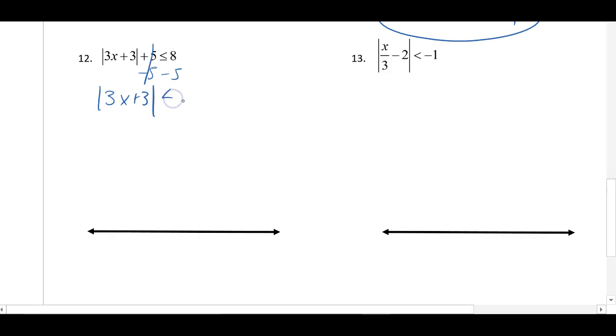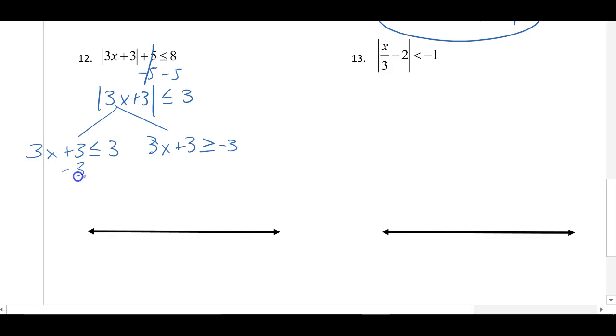And that is less than or equal to 8 minus 5, which is 3. And now, since we got those bars by themselves, we can split it into two equations. And remember, the one on the left will stay the same. So 3x plus 3 less than or equal to 3. And then over here, whatever's inside the bar still stays the same. But then the number on the right and the sign will change. So instead of less than, it's greater than or equal. And instead of positive 3, it will be negative 3. And now we just solve each equation.